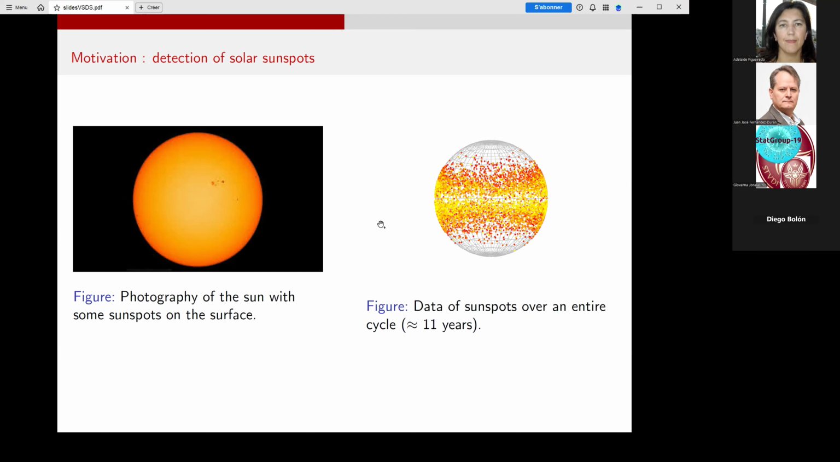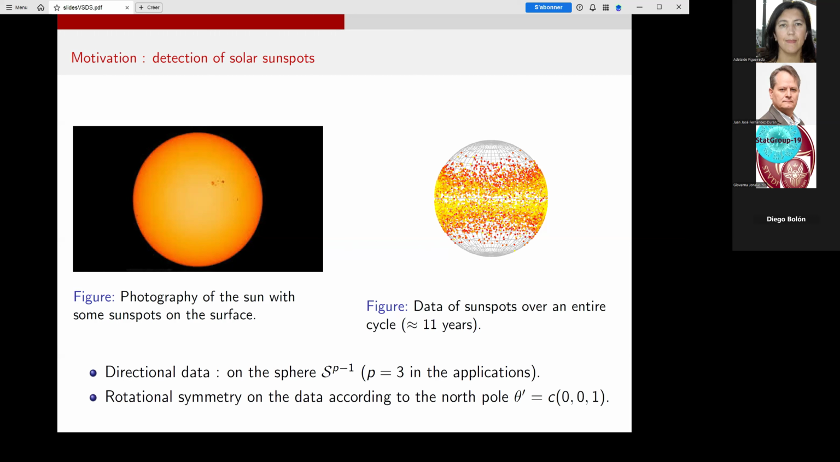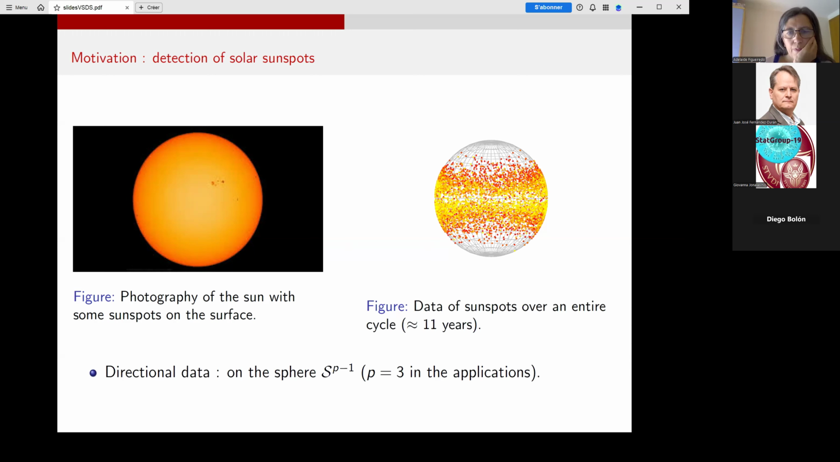The first thing we can say, of course we are at a directional symposium, is that this is directional data, on the sphere of dimension p. Here the application will be in dimension 3. You can see that the location, according to the time, has a kind of modelization. At the beginning of the cycle, the points are in red, and at the end of the cycle, the points are in yellow. In the beginning of the cycle you are far away from the equator of the sun, but at the end, we are close to the equator.